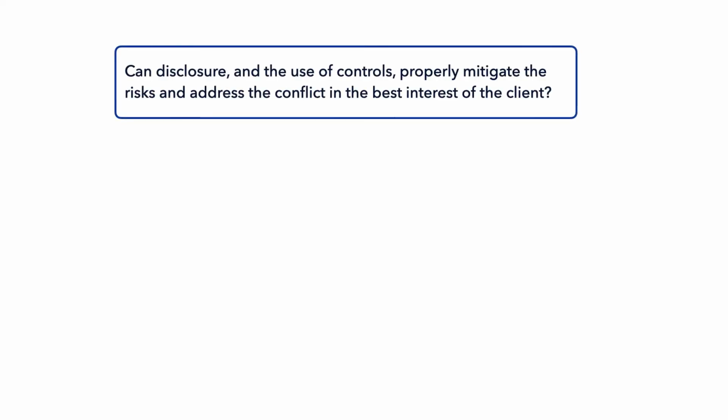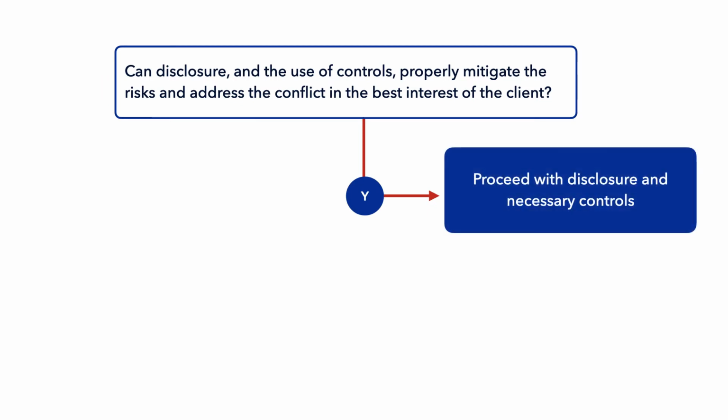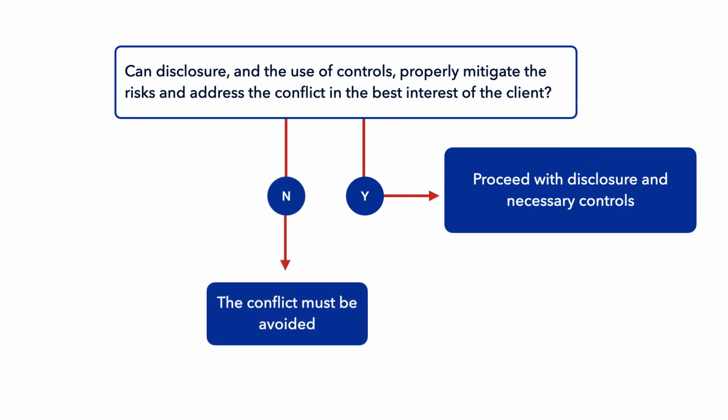Can disclosure and the use of controls properly mitigate the risks and address the conflict in the best interest of the client? If the answer is yes, then proceed with the activities with your dealer's permission and with proper disclosure and controls in place. If the answer is no, then the activity or circumstance must be avoided.